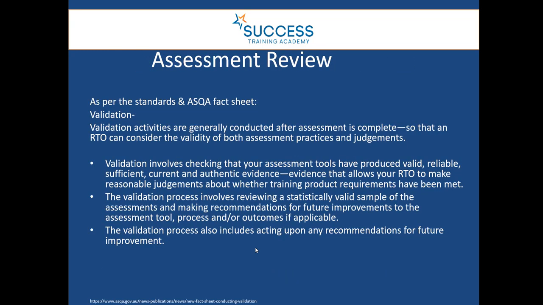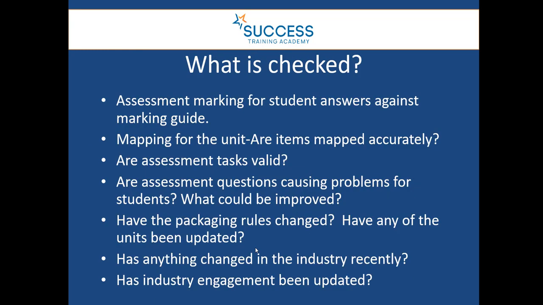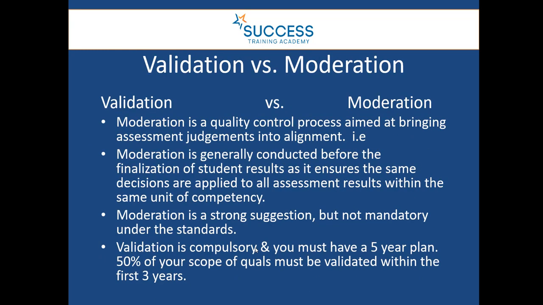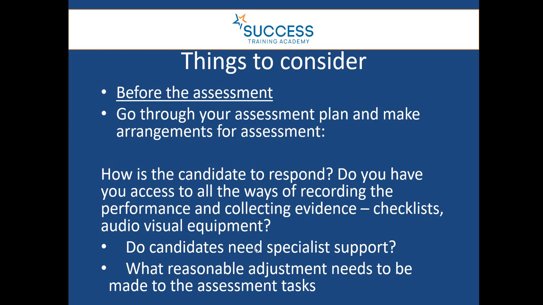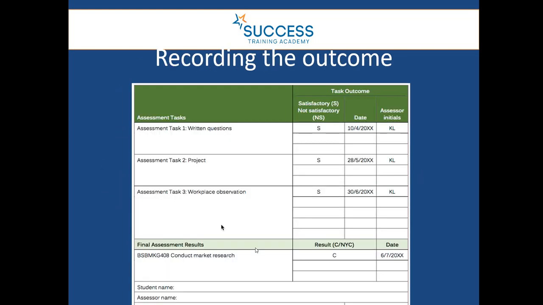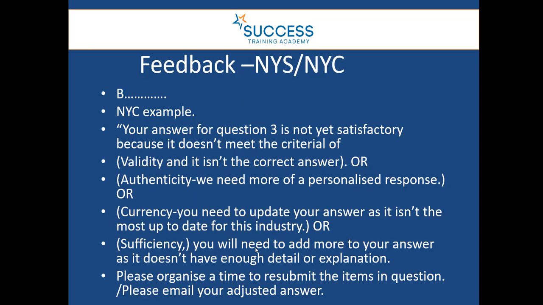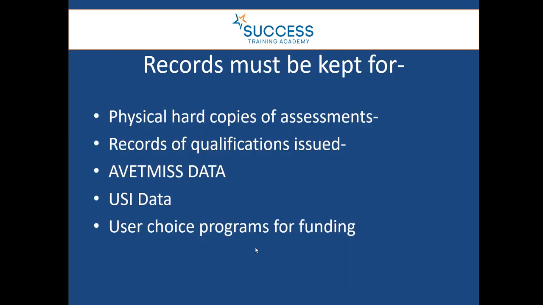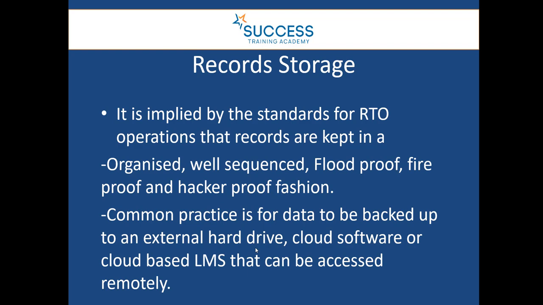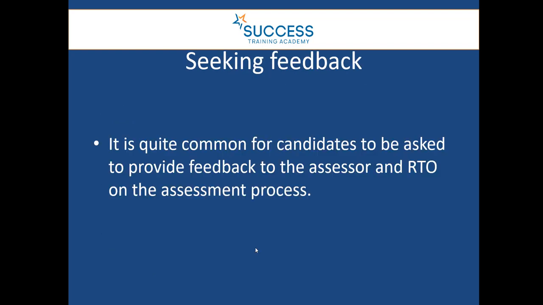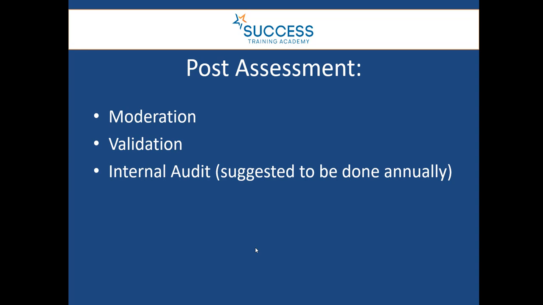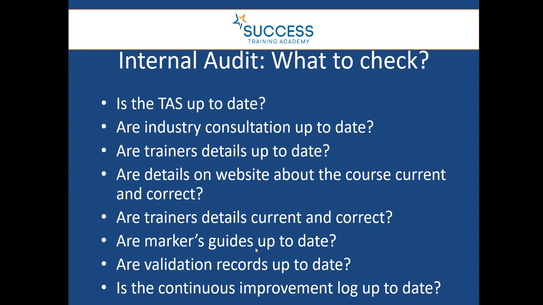Assessment review: we talked about what validation is and what you check in a validation. We looked at the difference between validation and moderation. We looked at recording outcomes, feedback to candidates, how to give quality feedback as opposed to bad feedback, and how we can integrate the rules of evidence into our feedback. Recording results, records that must be kept, record storage, very important, seeking feedback from our candidates, and then we finally looked at an internal audit and what you would check if you did an internal audit.